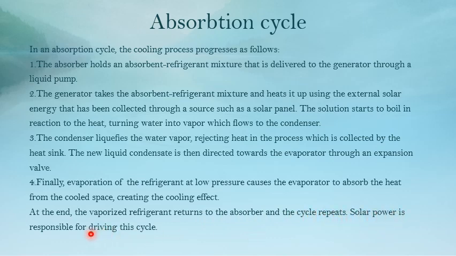Solar power is responsible for driving this cycle. So here the main source used for the absorption cycle is solar power, which is emitted by the sun, and the solar rays can be collected by the solar collector, and then this process can be achieved without any disturbance.